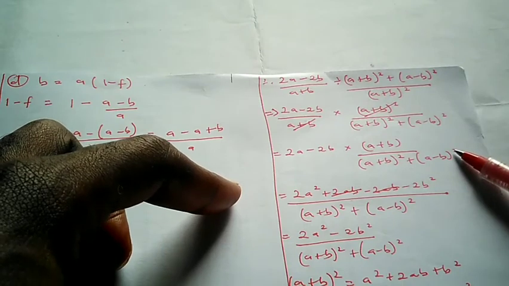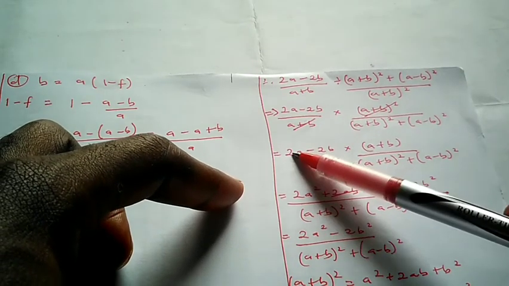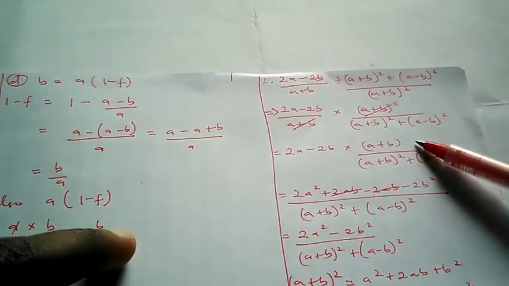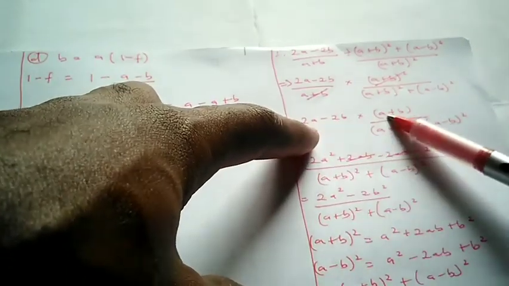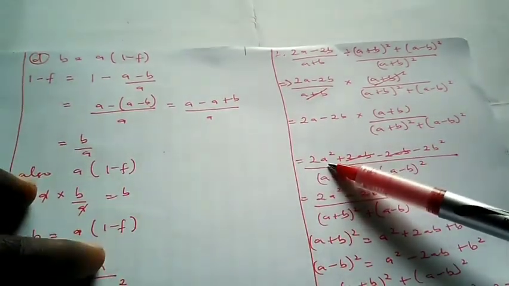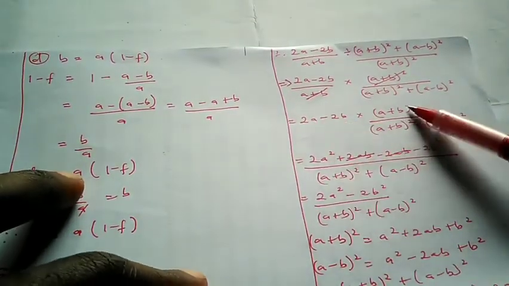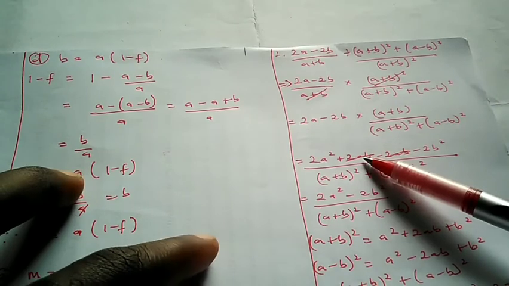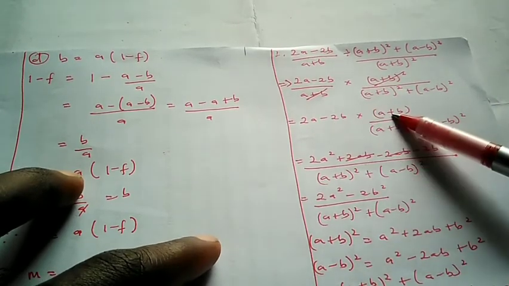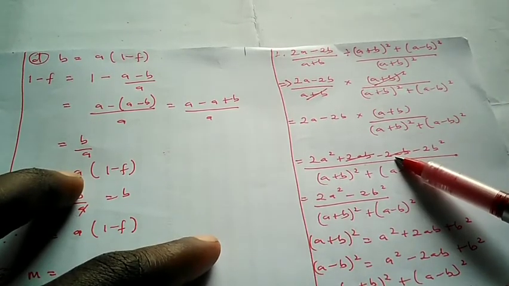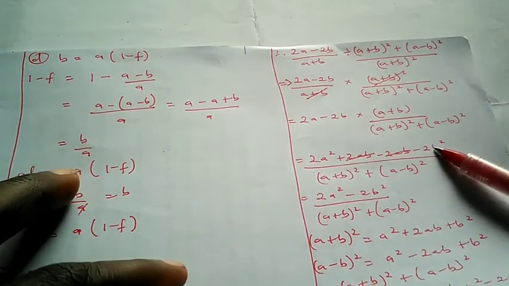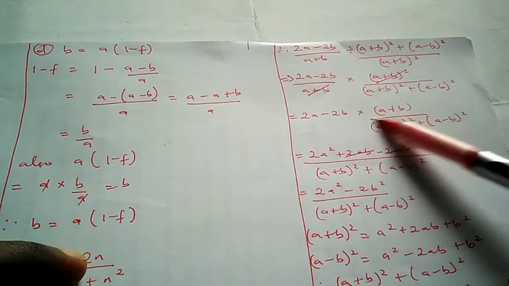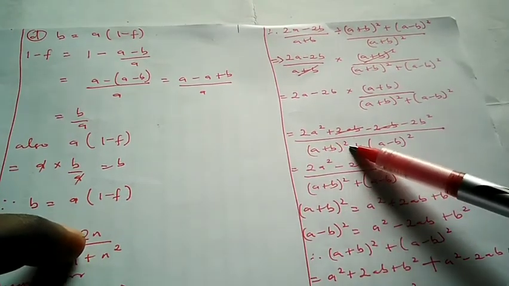Good. So the next thing now is for us to do what? Is for us to open the brackets here. Normal multiplication. So we have 2a multiplied by a will give us 2a squared. Is that not? 2a multiplied by b will give us 2ab. Minus 2b multiplied by a will give us minus 2ab. Then minus 2b multiplied by b will give us what? Minus 2b squared. Right? All over what? A plus b squared plus a minus b squared.